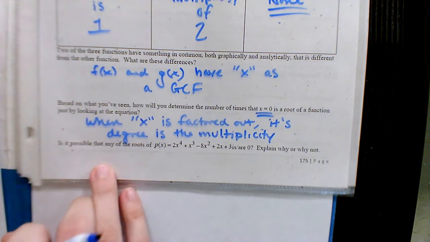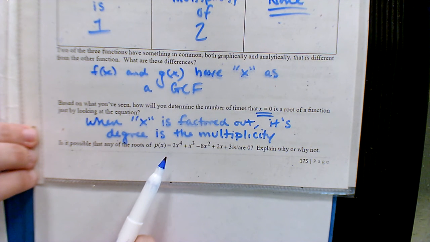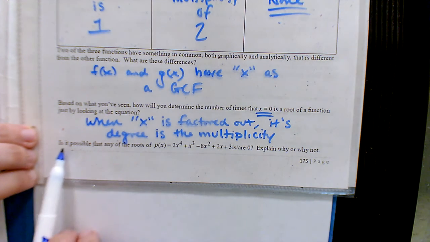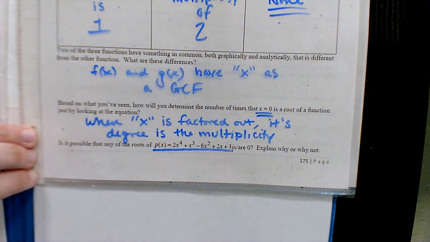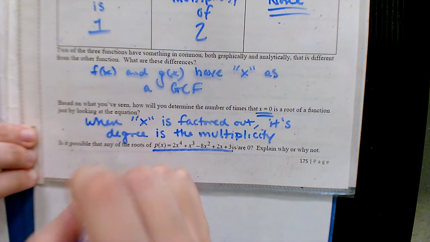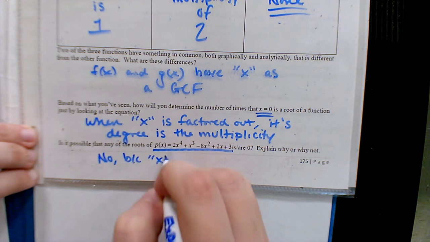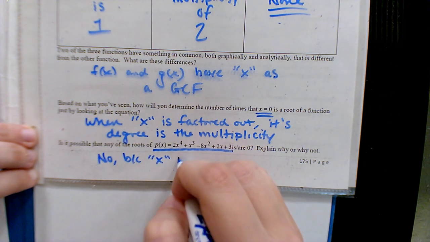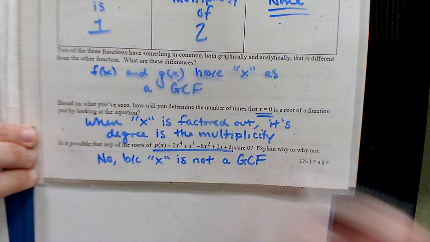Okay, so let's take a look at this. This was the p of x equation that we just kind of looked at for the Descartes rule of sign changes. Okay, is it possible that any of the roots from this equation are 0? How can you tell just by looking at the equation? What do you think, Marie? No, because x cannot be factored, x is not a GCF, however you want to phrase it.